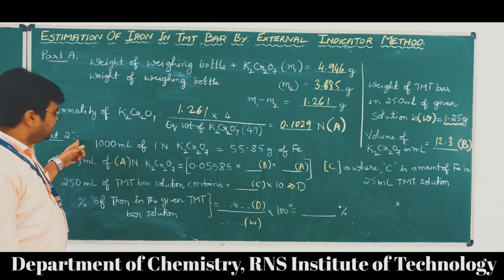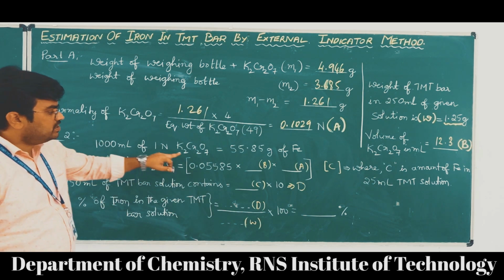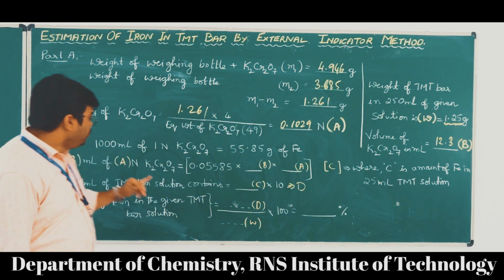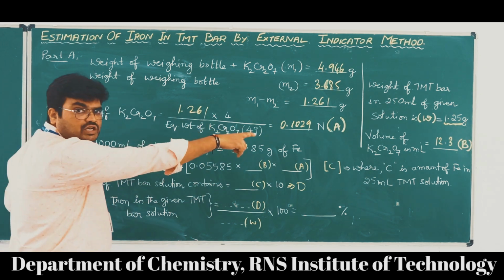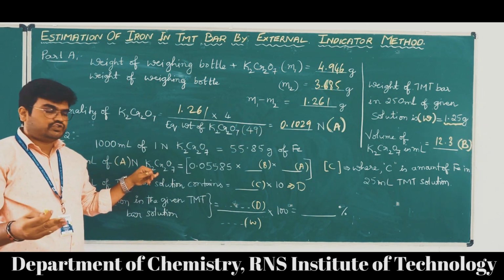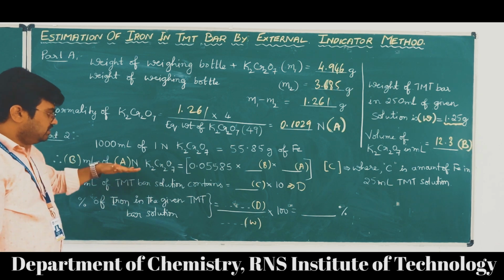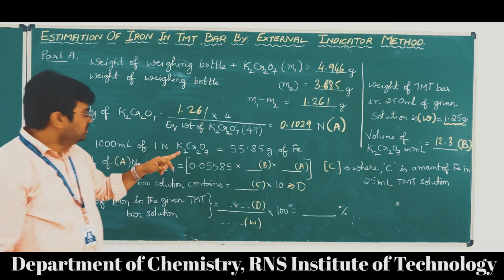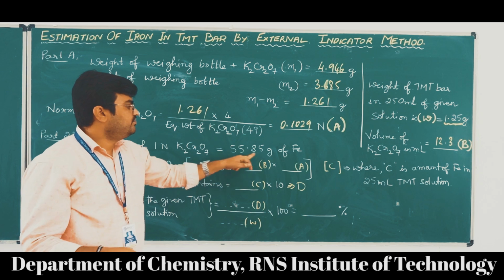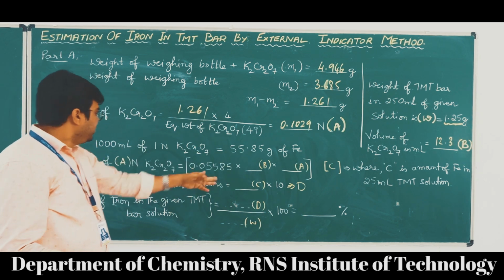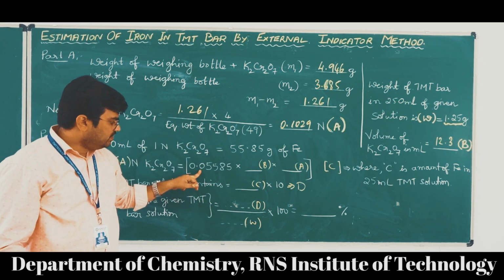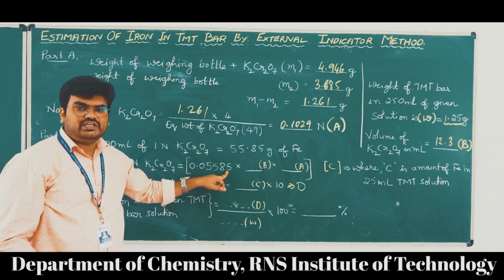So in the second part of the calculation, see, if 1000 ml of 1 normal K2Cr2O7 consists of 55.85 gram of iron, then how much is for B ml? B means that 12.3 ml of A normal. A normal means this normality of K2Cr2O7. So this is the question. So if you want this, you have to cross multiply. That means if you want B ml of A normal K2Cr2O7 consists how much, you have to cross multiply 55.85 into B into A divided by 1000. So already this 1000 is converted, after dividing it is converted to 0.05585, directly they have taken.